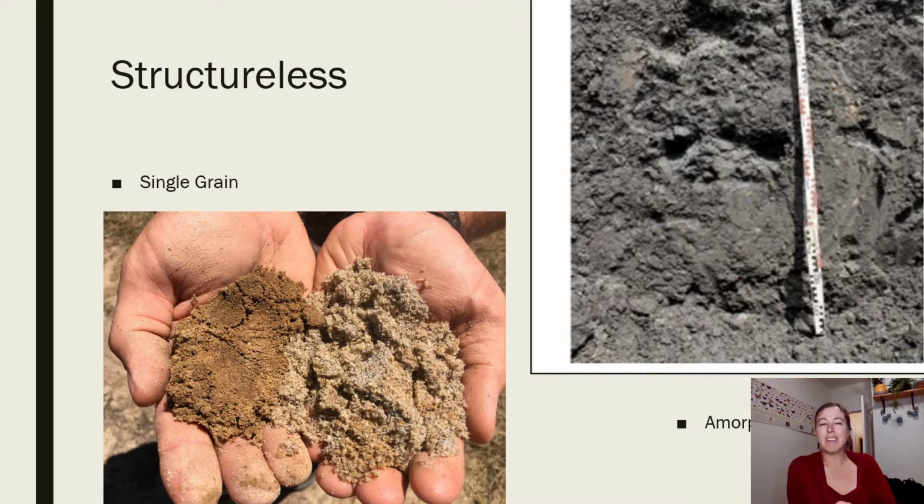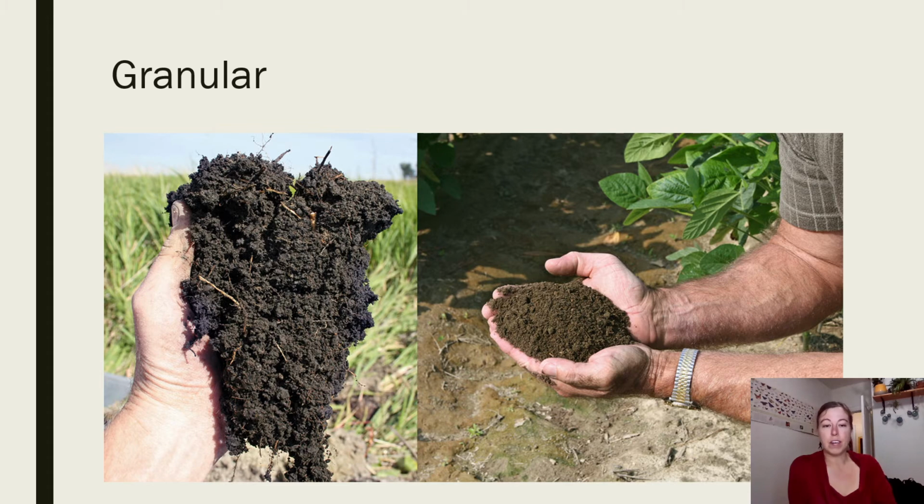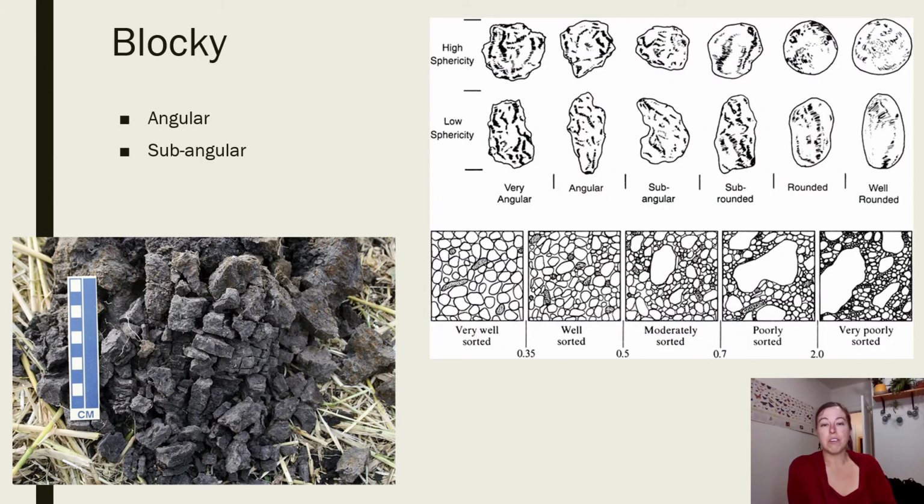There's also a slight difference between structureless where it's single grain like sand and amorphous where it's just this clump of nothingness, more like a clump of clay. They define them both as structureless, but then you can additionally define it as single grain or amorphous. An example of granular, you have really small, tiny peds. It's not structureless, but they're tiny, tiny. Once you get into the blocky, you're looking at whether they're angular or subangular or rounded.